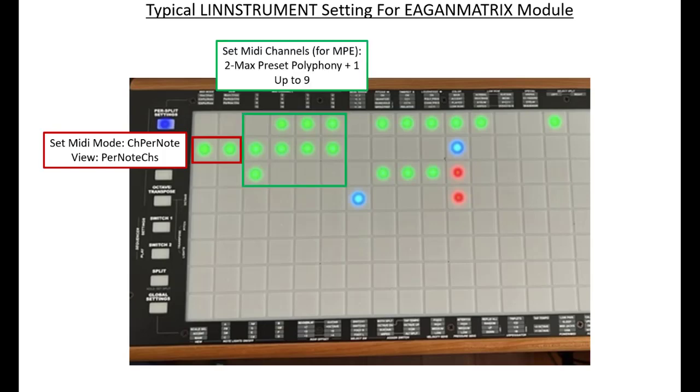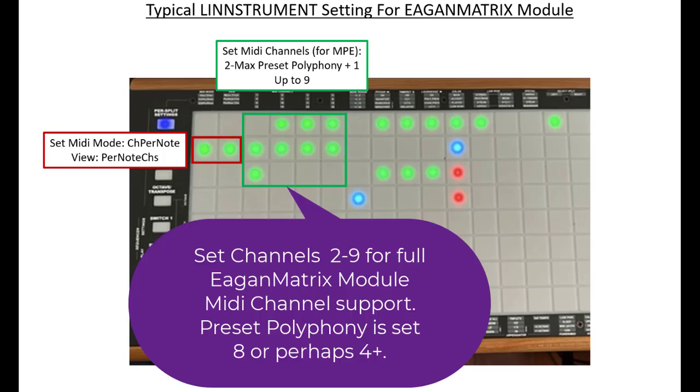Now we have to decide how many voices to set for MPE. Remember, the EaganMatrix module is a 2 DSP device that can support up to 8 channels of MPE MIDI. Channel 1 is not used for MPE, so the full support of this would be channels 2 to 9 to take advantage of all 8 channels polyphonically of the EaganMatrix module.